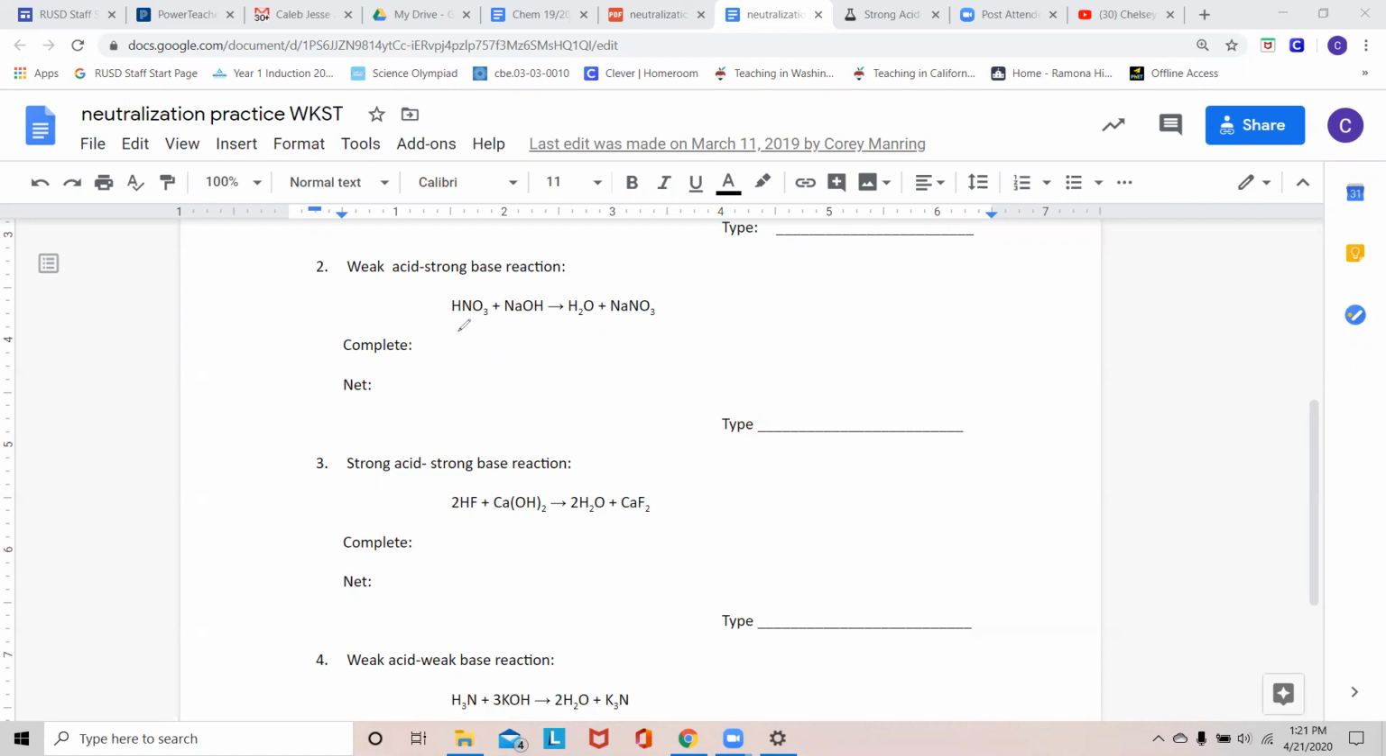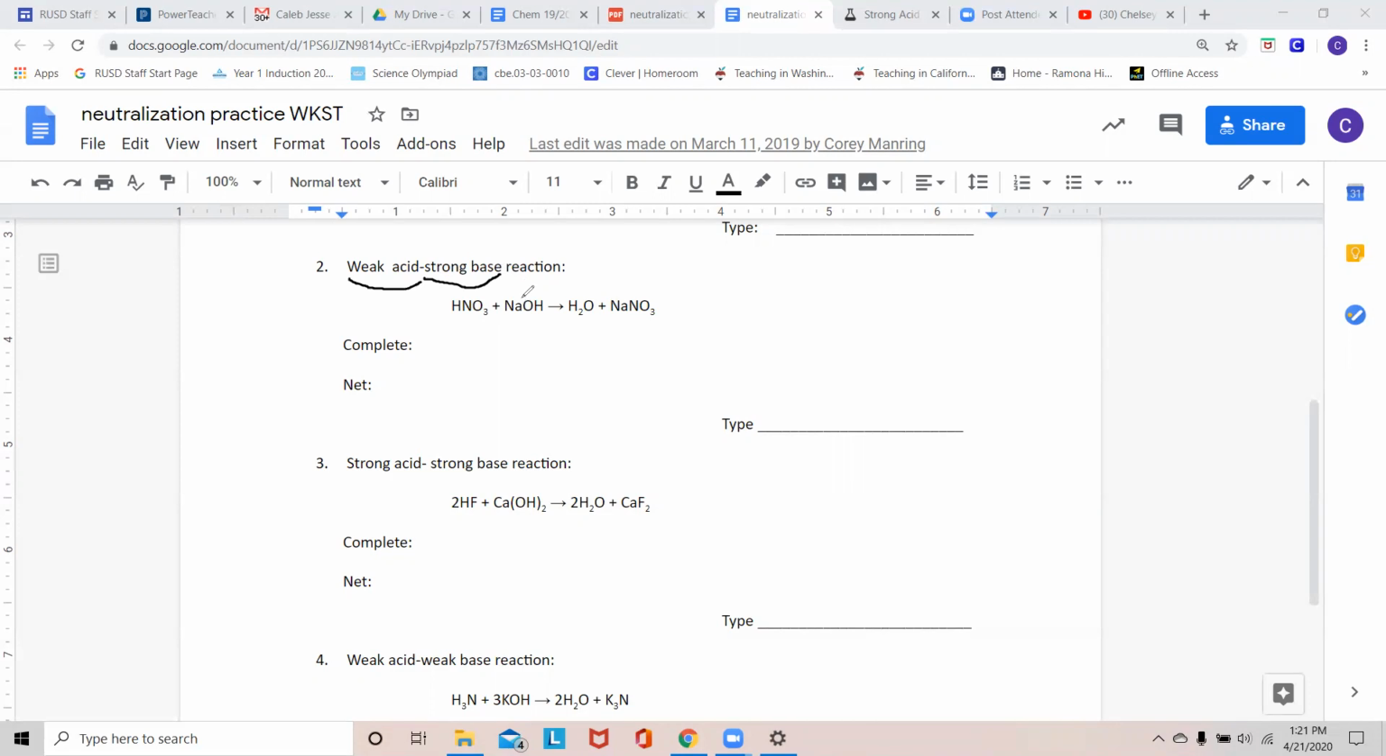So to write out the complete ionic equation, you have to first know what you're dealing with. In this case, we're dealing with a weak acid reacting with a strong base. And what that means is that your acid is not going to ionize completely in water, but your strong base will ionize completely in water. So the first step then for you is to identify which is which.